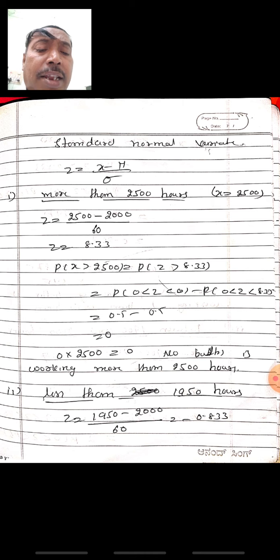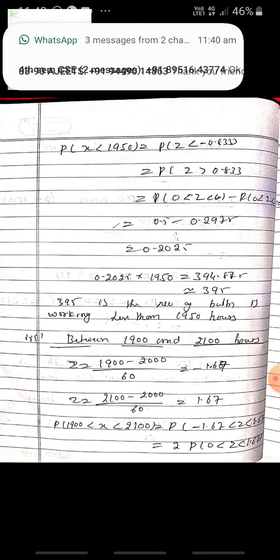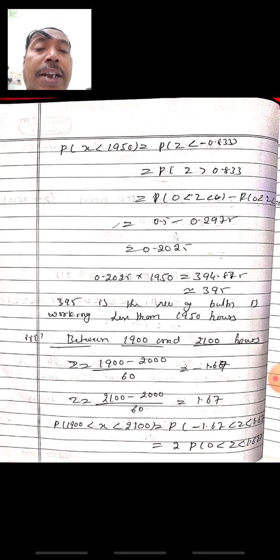Second one, less than 1950 hours. Actually x equals 1950, but that value is first converted to a z value. The formula is z equals (x minus mu) by sigma, with mu and sigma already given in the problem. So 1950 minus 2000 divided by 60. I think we get minus 0.833. That means probability x less than 1950, in the form of x. The same x we converted to z gives probability z less than minus 0.833.